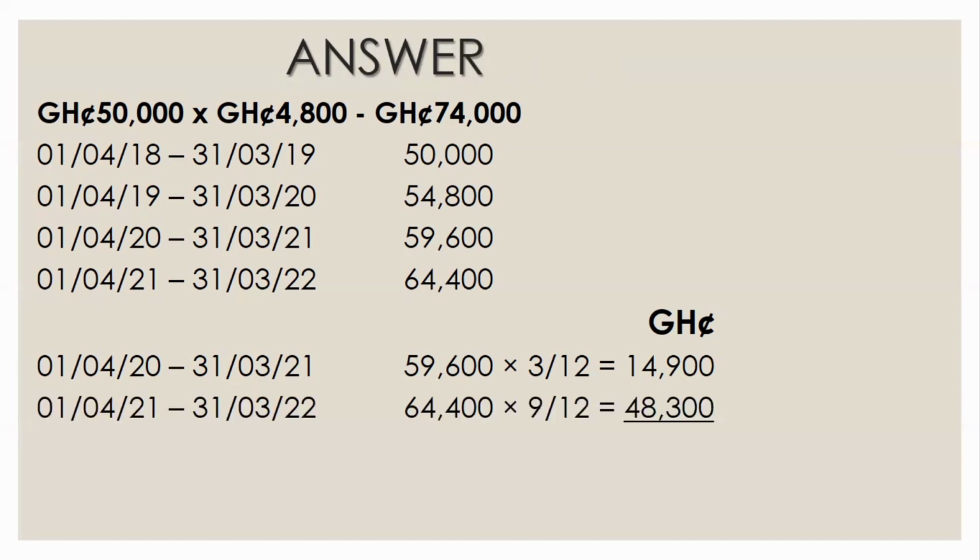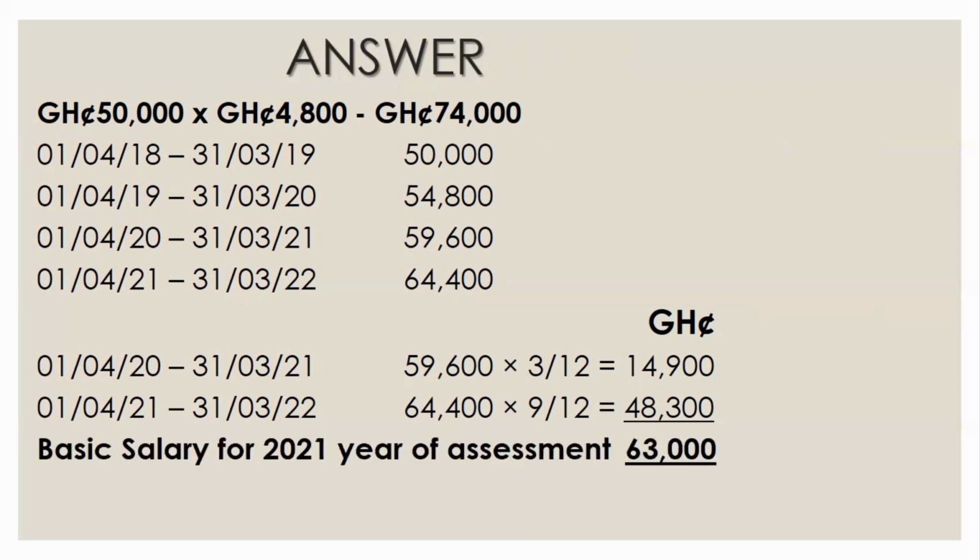So when we come to the next one, which is 1st April 2021 to 31st March 2022, the annual salary was 64,400. We multiply by 9 over 12, and this will give us 48,300. So we add the two amounts we have gotten, which are 14,900 and 48,300, and this will give us a base salary for the 2021 year of assessment of 63,200. Now let's try out more questions to be familiar with all the rules pertaining to the calculation of the basic salary.